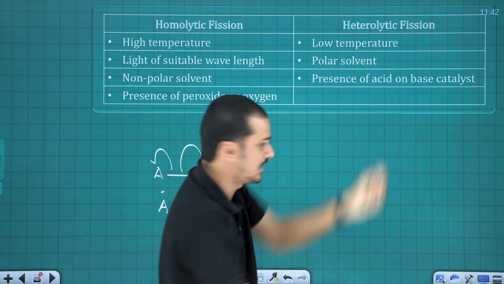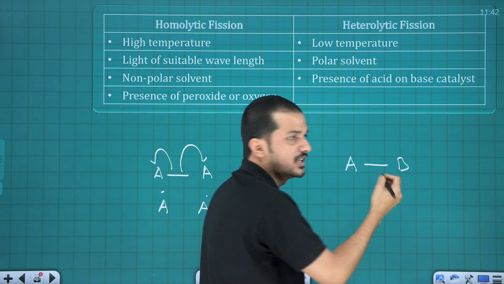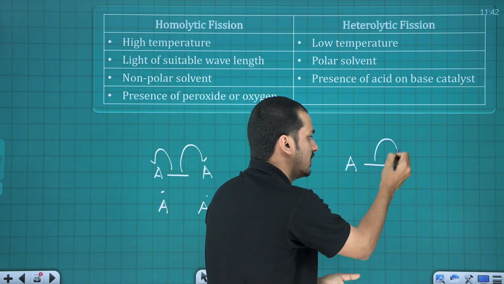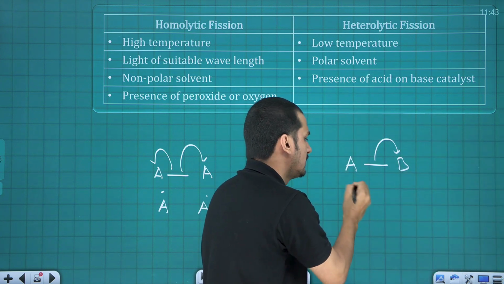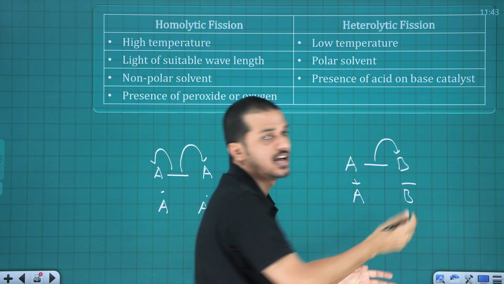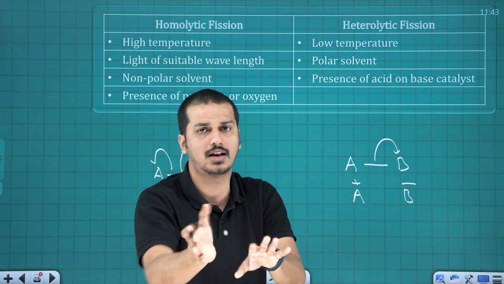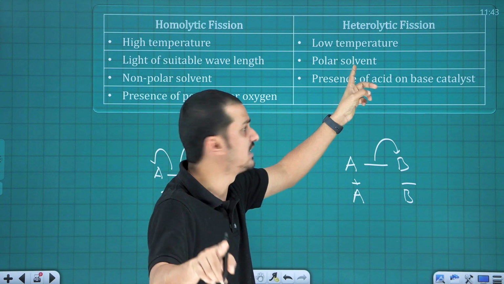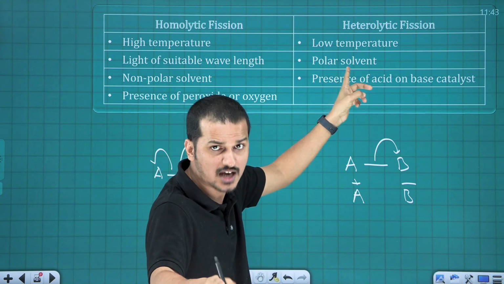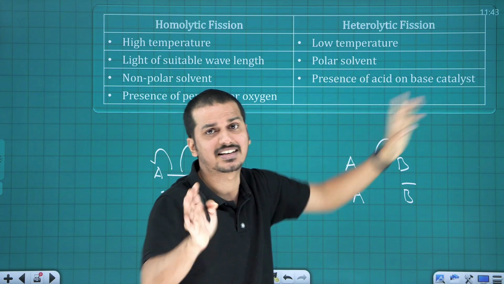What about heterolytic fission? If two different atoms come together, they will undergo heterolytic fission. The highly electronegative atom will take the entire electron pair. So one atom will form a positive ion and the other atom will form a negative ion. Cation as well as anion will be formed. This occurs at a low temperature, cold condition, and in the presence of a polar solvent like acid, base, etc.